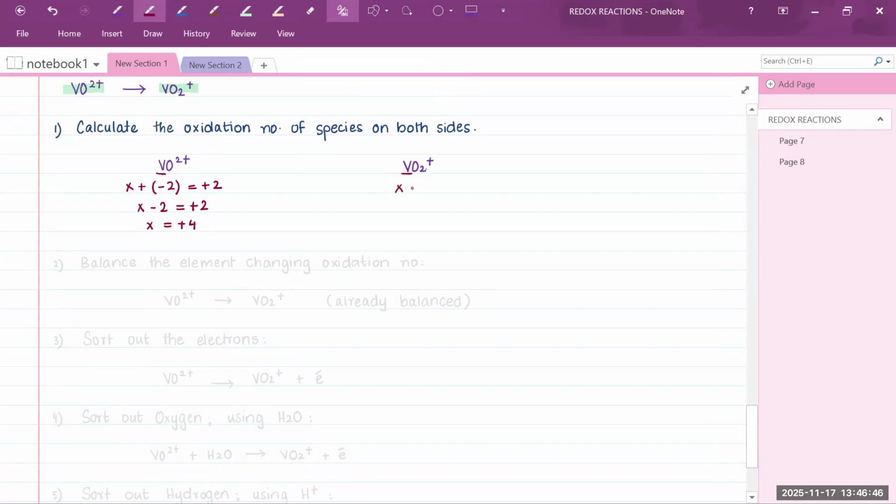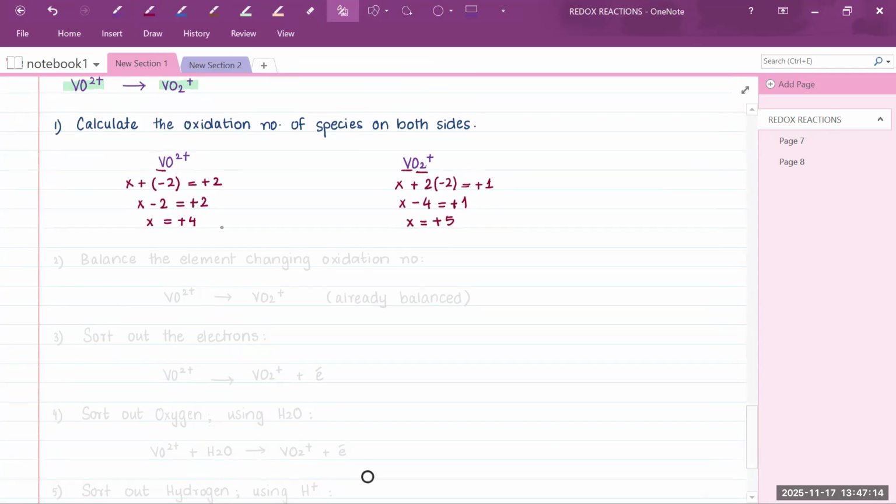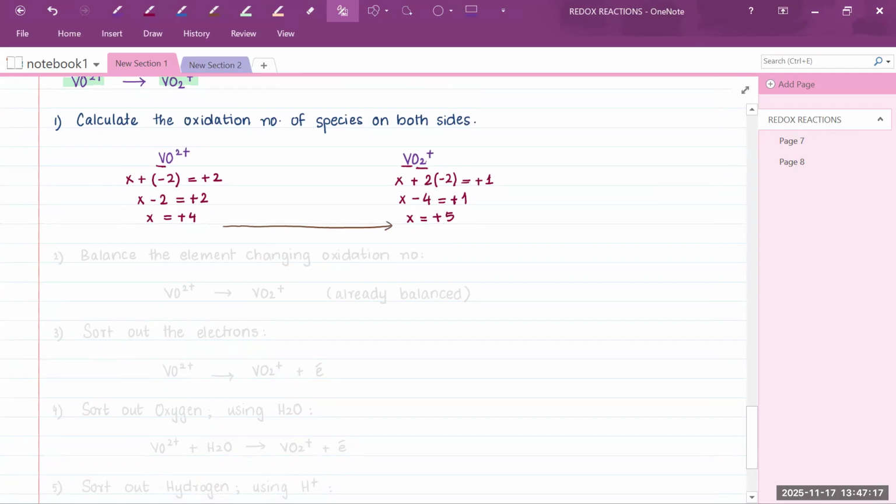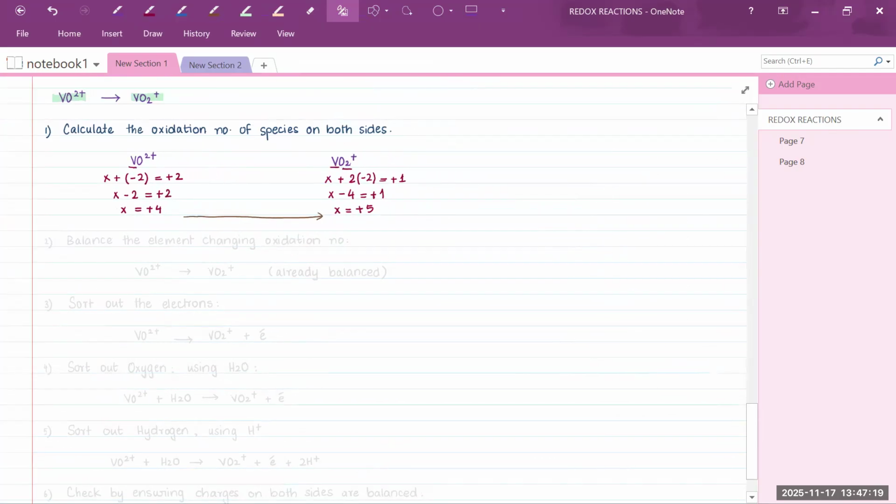Here we have X plus two oxygen, and the overall charge is not 2 plus, it is only plus 1. The overall charge on the compound is plus 1, X is minus 4, and then we have plus 1 here. So now we can see the oxidation number is increasing, right? It is going from plus 4 to plus 5. That means that our half equation will be of oxidation.